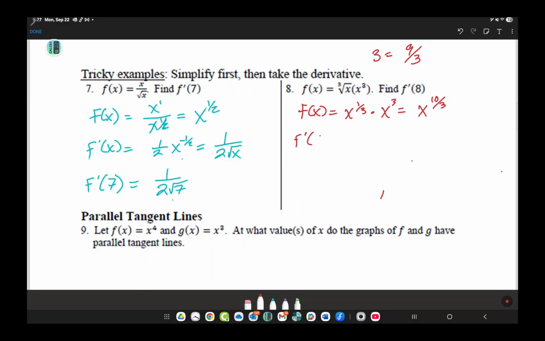F prime of x would bring down the exponent 10/3. And when you subtract 1 from 10/3, you're subtracting 3/3. So what's 10/3 minus 3/3? 7/3. All right. Now you can write that, and it's probably best to write that as 10 cube root of x to the 7 power over 3.